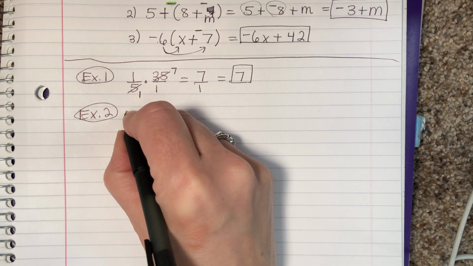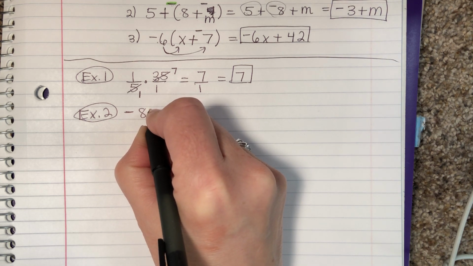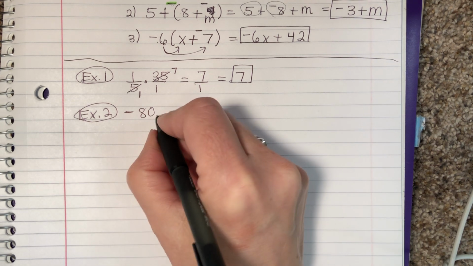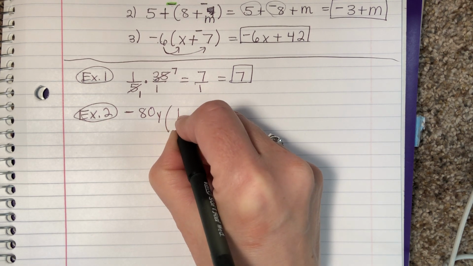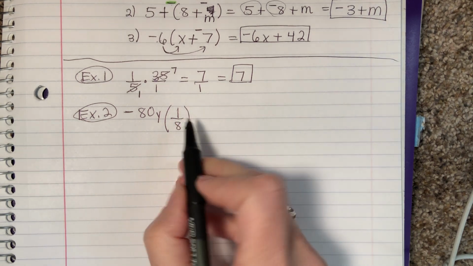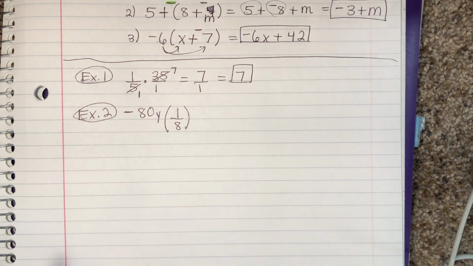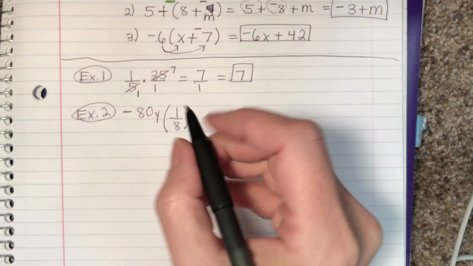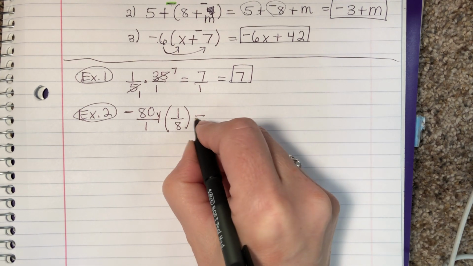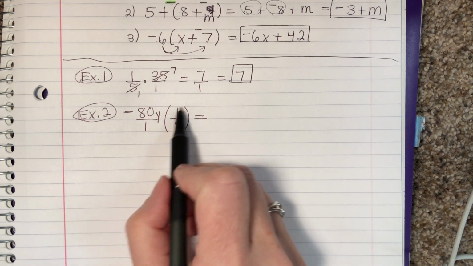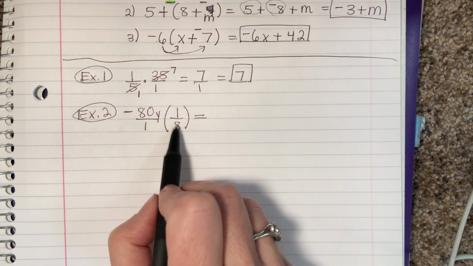So we'll make it, they're going to put some signs in. Negative 80y. Sometimes they use this parenthesis instead of a dot. So you're going to see a lot of parentheses probably. But this means multiplication. So I'm going to put this over 1. Recognize that you're multiplying. I can't simplify the diagonal with the ones, but on the other diagonal, I can divide by 8.